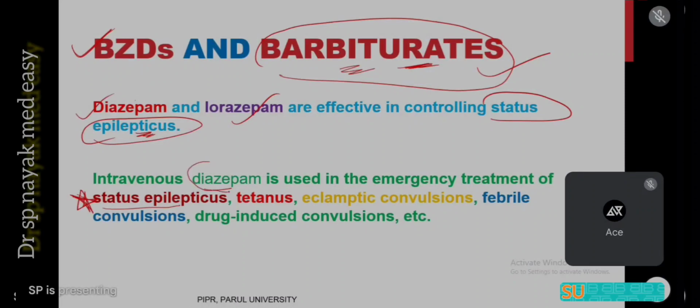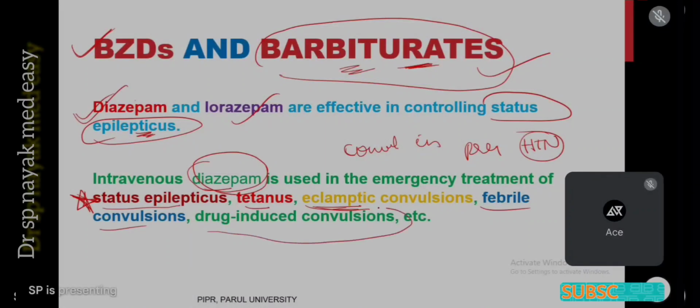Remember, diazepam is very important. Diazepam can be used in tetanus. It is used in eclampsia. What is eclampsia? Convulsions in pregnancy due to high blood pressure or hypertension. That is eclampsia. So in eclampsia, diazepam can be used, and it is used in febrile convulsions and sometimes drug induced convulsions also, or drug withdrawal conditions.